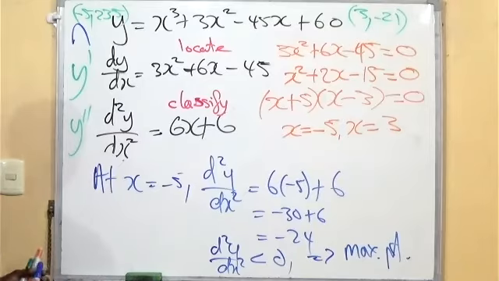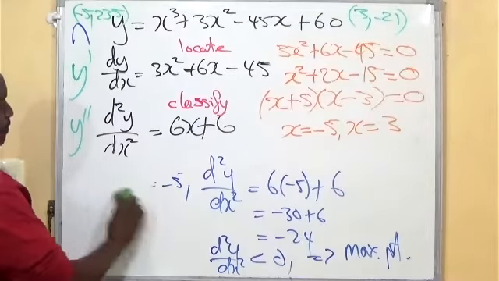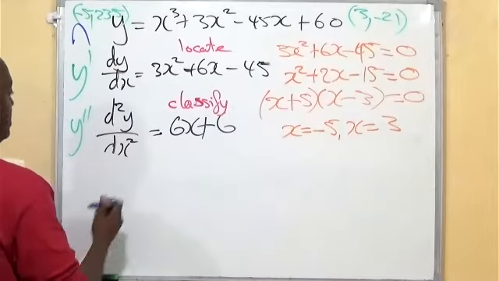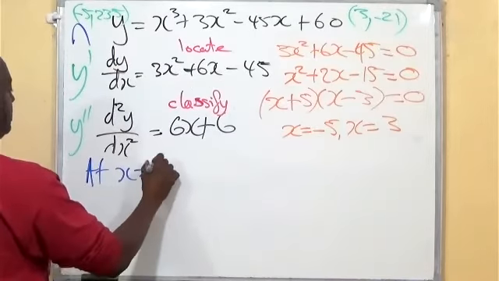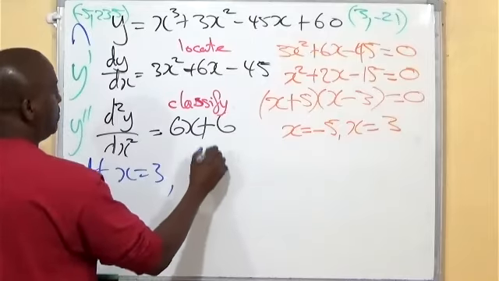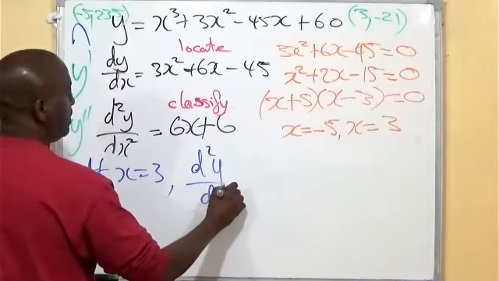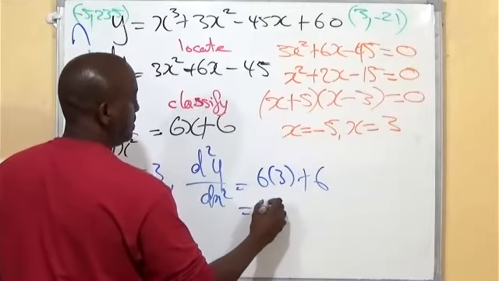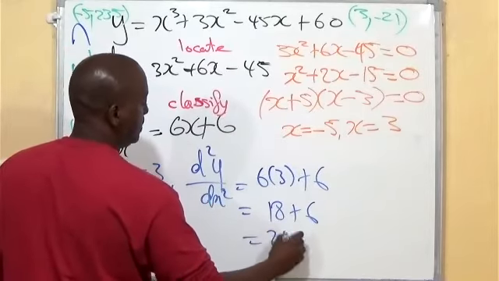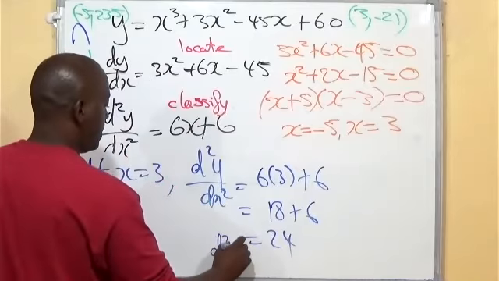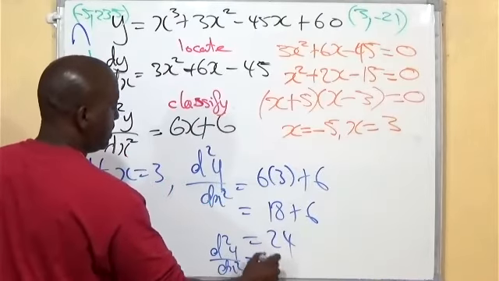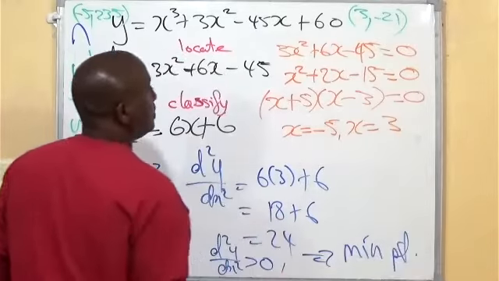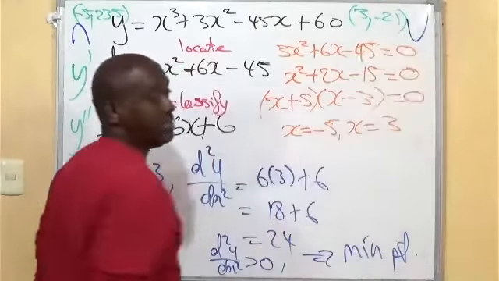And then when x is equal to 3, your d2y dx squared will be equal to 6 by 3 plus 6 is equal to 18 plus 6, which is equal to 24. So since your d2y dx squared is greater than 0, then you know then that you have a minimum point. So in other words, the 3, minus 21 is the minimum point.